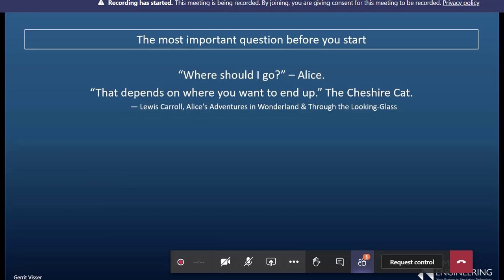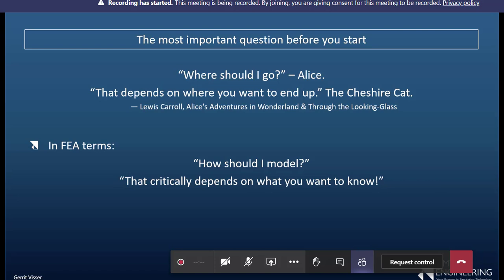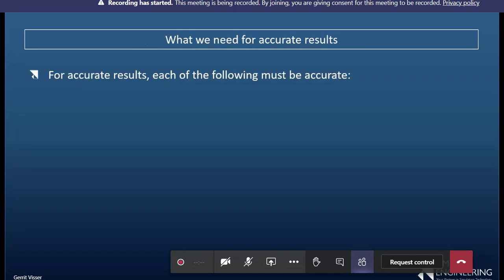I was at a conference about 15 years ago where one of the presenters started with this comment, and I think it's pretty apt in this regard: where I want to go depends on where I want to end up. So if I rephrase that in FEA terms, if you ask me how should I model, well, that critically depends on what you want to know. So in finite element analysis, we actually have to start at the end. Once you know what you want to know, you can then work back towards what kind of elements can do what I need. How do I need to model it? Do I need to mesh very fine? And so on.